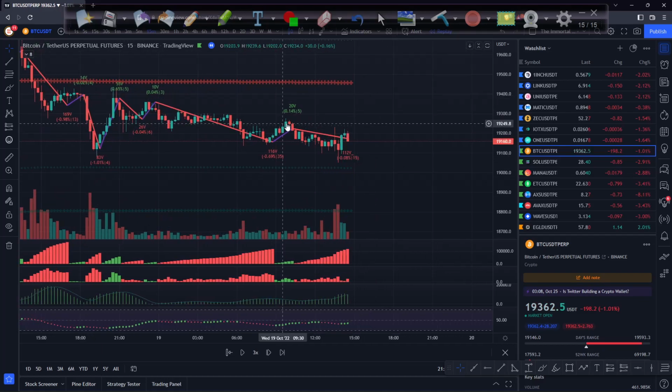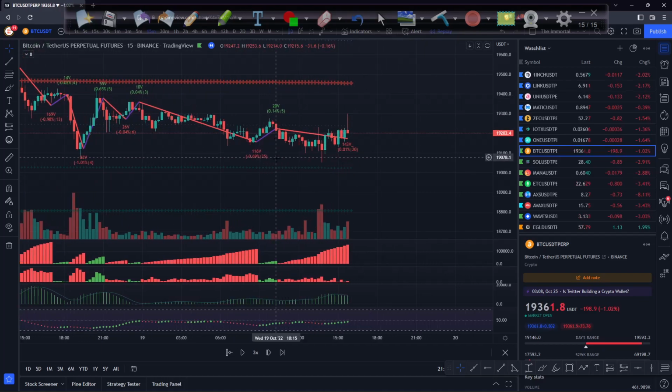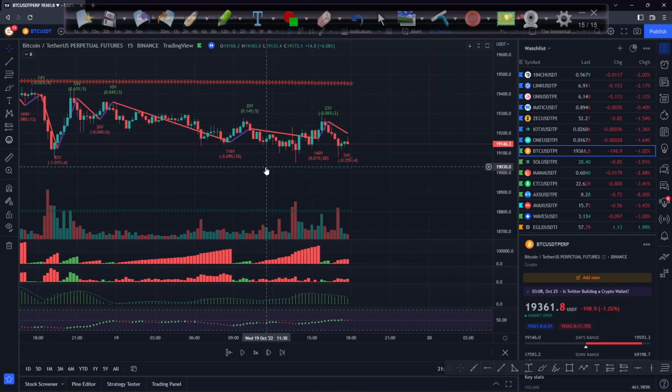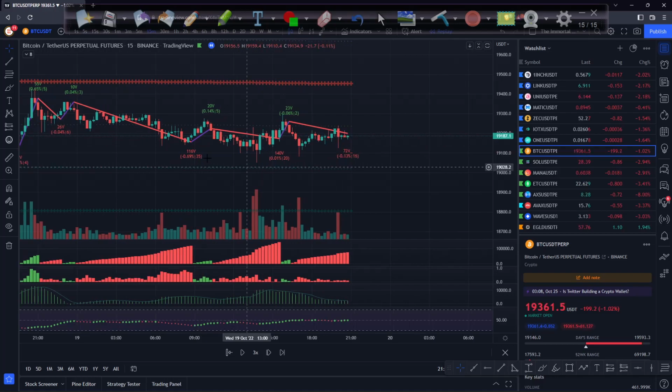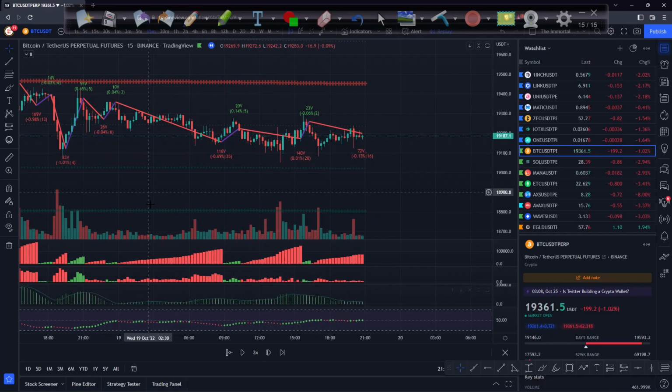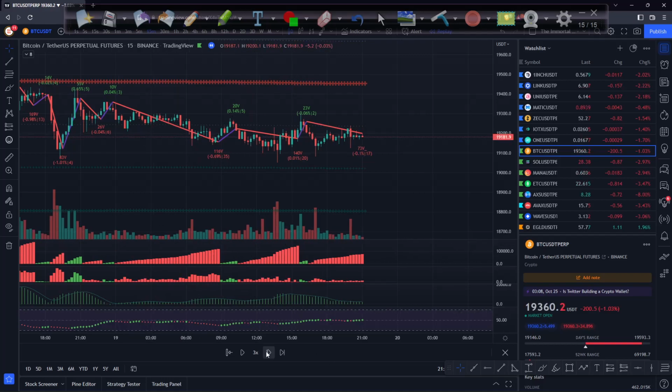Now we could, however, enter trade here. There's no downward movement and there's no upward movement either. So yeah, no.